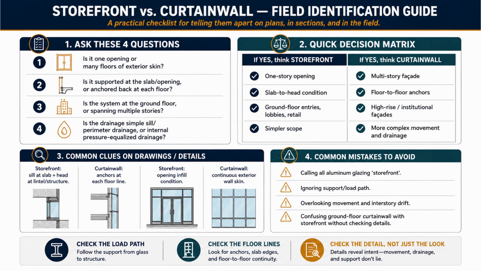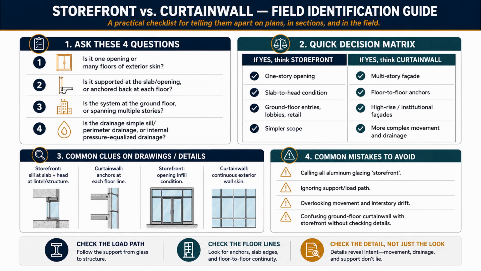If yes to multi-story facade, floor-to-floor anchors, high-rise or institutional, or more complex movement and drainage, think curtain wall. It really does come down to one opening at grade or a skin up the building. Panel 3, common clues on the drawings.